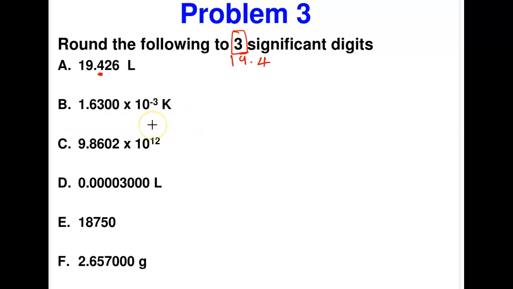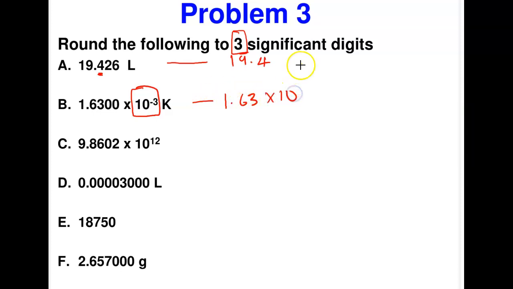So now, again, let's round off this number. It says 1.6300 times 10 raised to the power negative 3 Kelvin. Now, the exponential portion of the number is not affected in significant digits. We don't touch it. It's not our business in this case. So what we're going to do is to just work on the numbers we see. And this number has how many digits? Because of this decimal here, the 0 digits are significant. So we have 1, 2, 3, 4, 5. We're asked to make it 3 significant digits. So this will be 1.63. This is 3 digits.